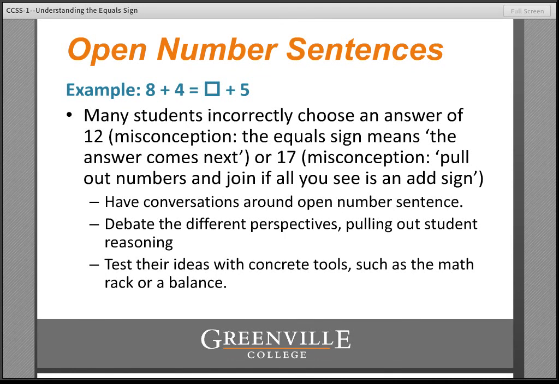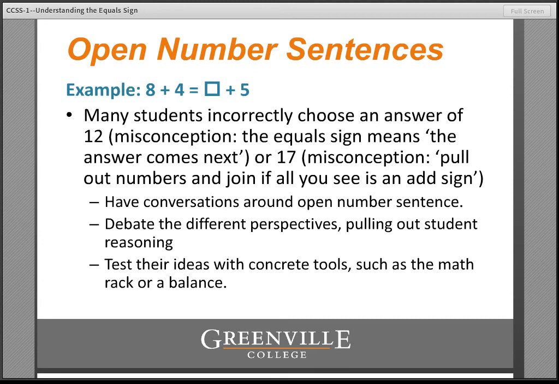When children are not making sense of the equal sign, and when they do not recognize that equations are statements of equivalence, they will typically say that the number in the box should be 12 or 17. If they say 12, they are reading left to right, and they're acting on the misconception that immediately following the equal sign, you're supposed to put the answer to what came before the equal sign.